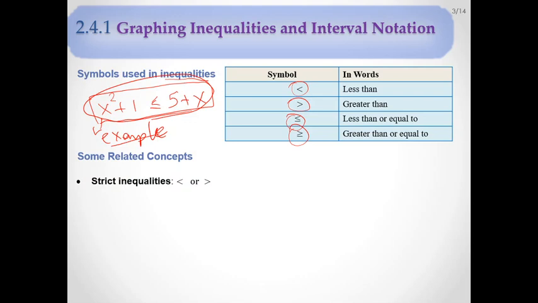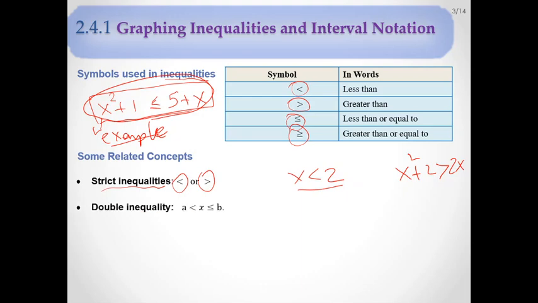Some related concepts. If you have in an inequality this one or this one, it's a strict inequality. We will say x is definitely bigger than 2, or x squared plus 2 is bigger than 2x. And a double inequality is this type. There's a lower bound and there's an upper bound for it, and it might be strict or not.